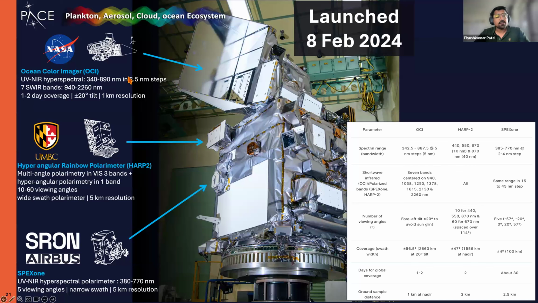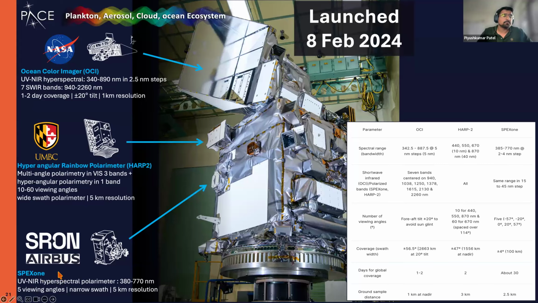OCI only measures the radiance from one angle, or field of view. HARP2 measures the radiance and polarization from different angles. It has 3 bands with 10 different angles, and 1 band with 60 different angles. These 60 different angles will be used for the cloud retrieval.